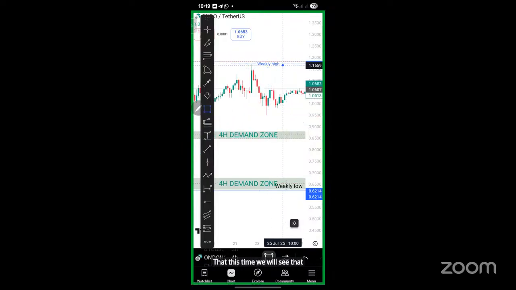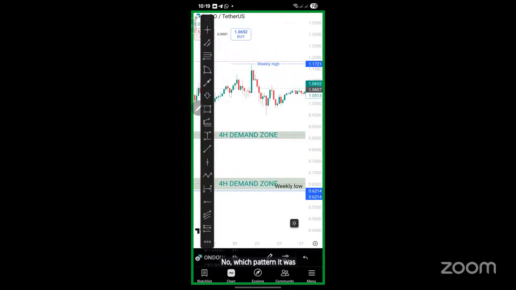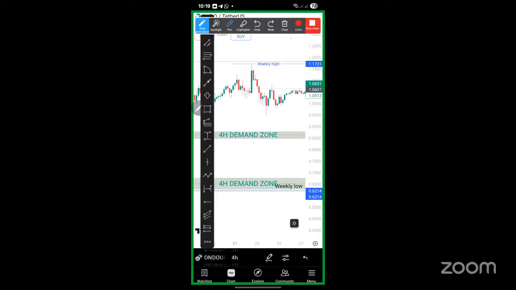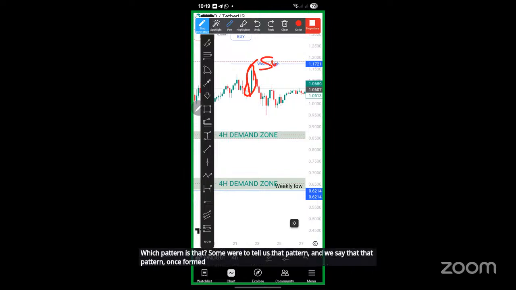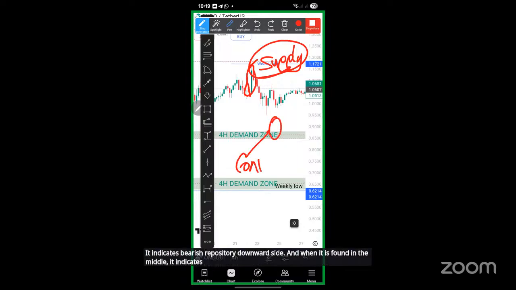Now the supply zone was not made by the bullish engulfing. No. Which pattern is this? These 2 candles here. Somebody tell us that pattern, and we say that once formed at the supply zone, it indicates a bearish reversal to the downward side. And when it is formed in the middle, it indicates continuation to the downward side.